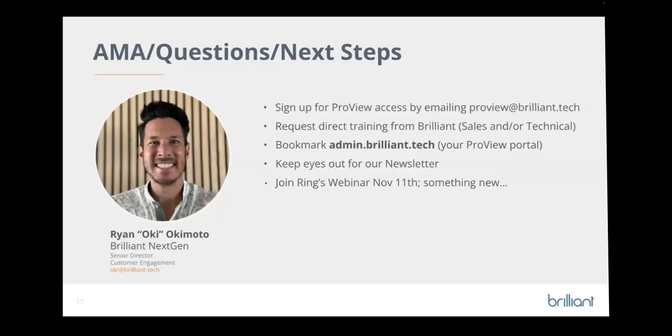You also want to bookmark admin.brilliant.tech because that's where you would log into ProView. That's the main spot. I believe, I'm trying to think, your purchasing portal is partners.brilliant.tech. So if you don't already have that bookmarked, you'll bookmark partners.brilliant.tech. But we do, of course, have admin.brilliant.tech as that secondary one for you to access ProView.